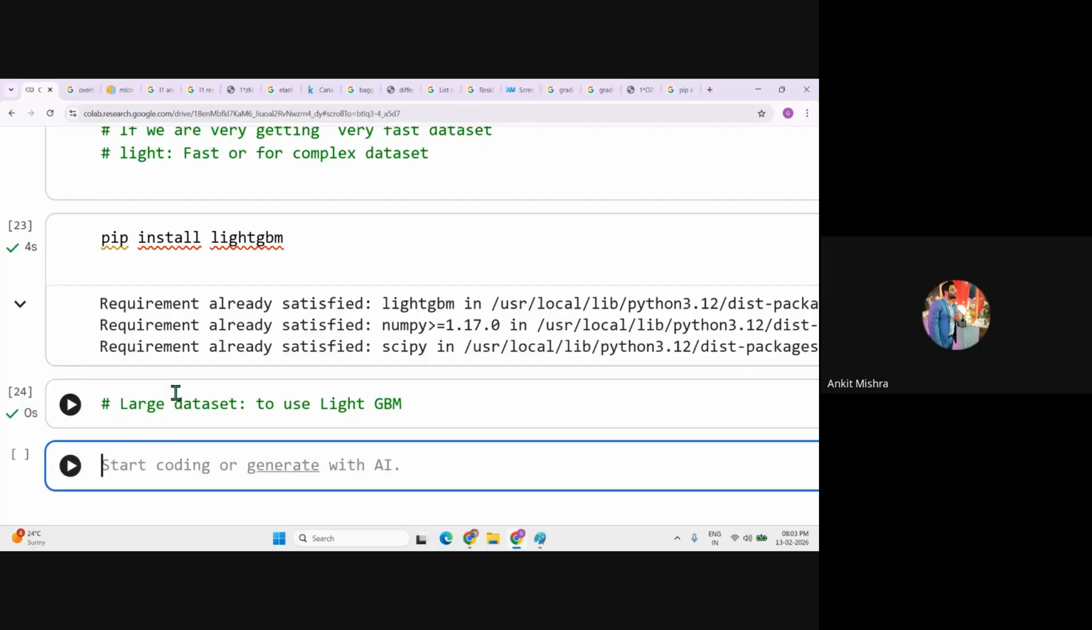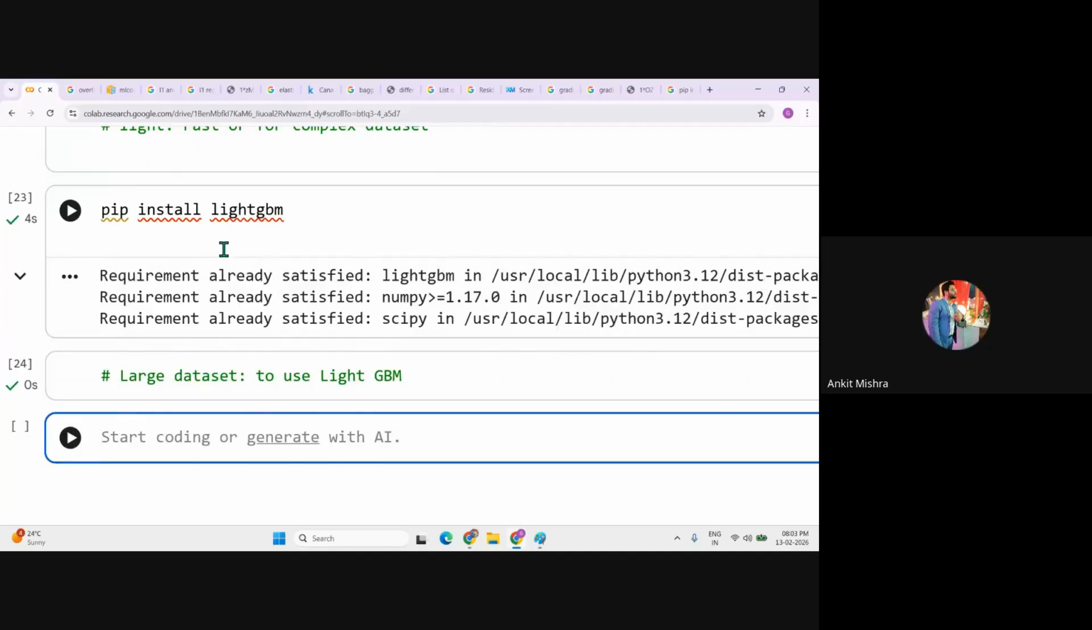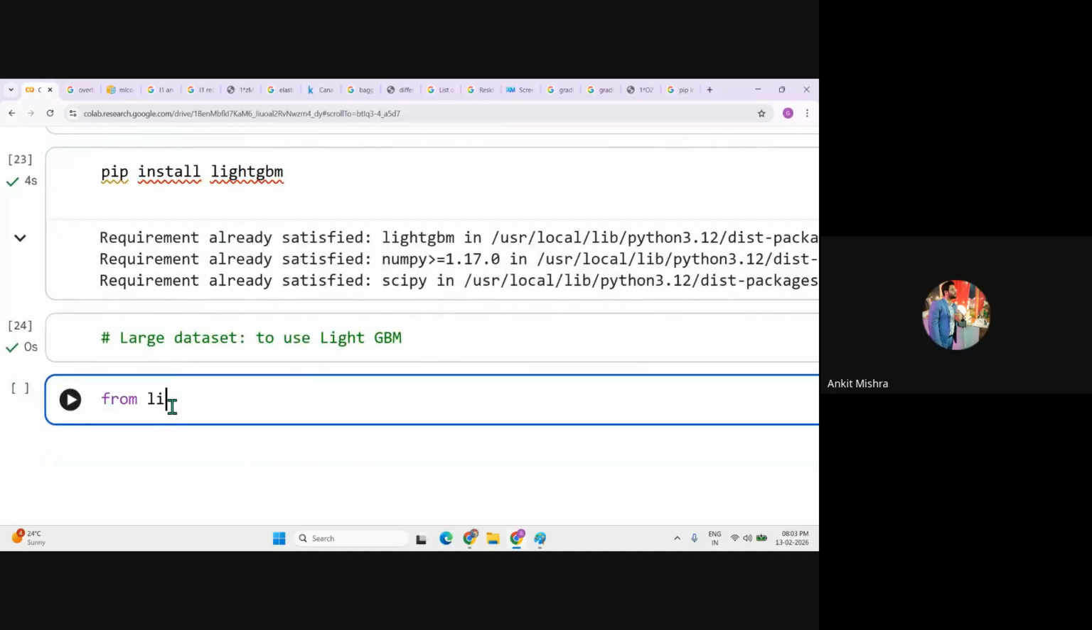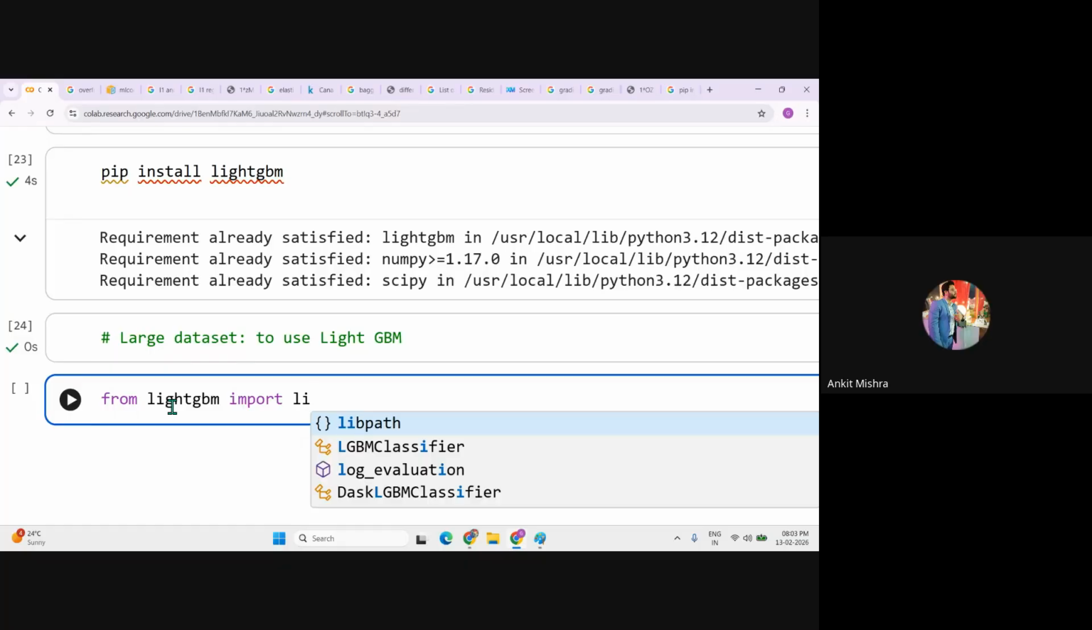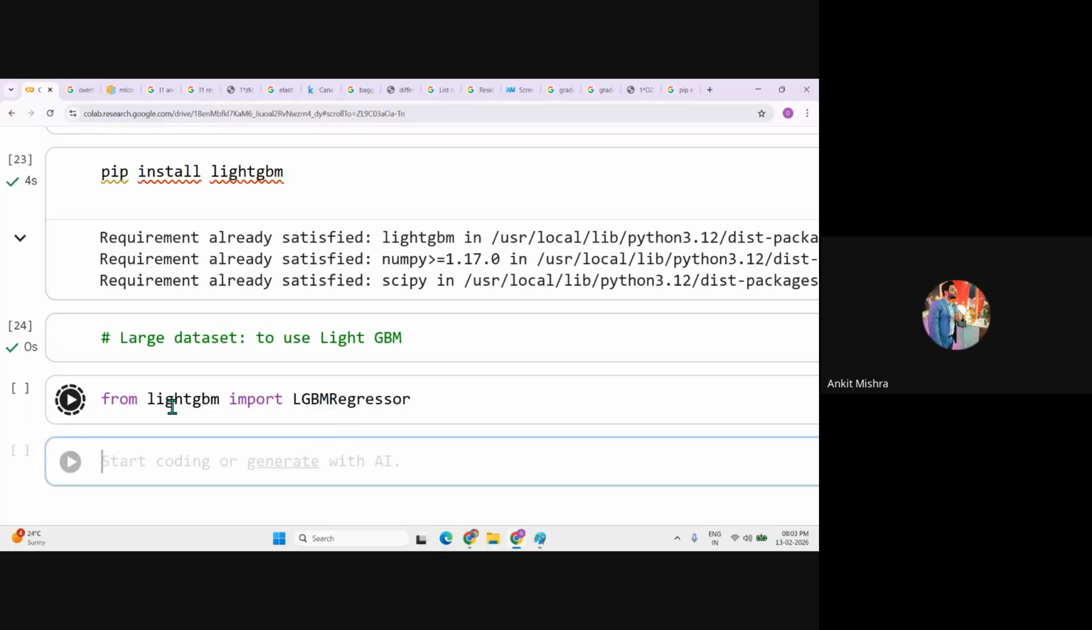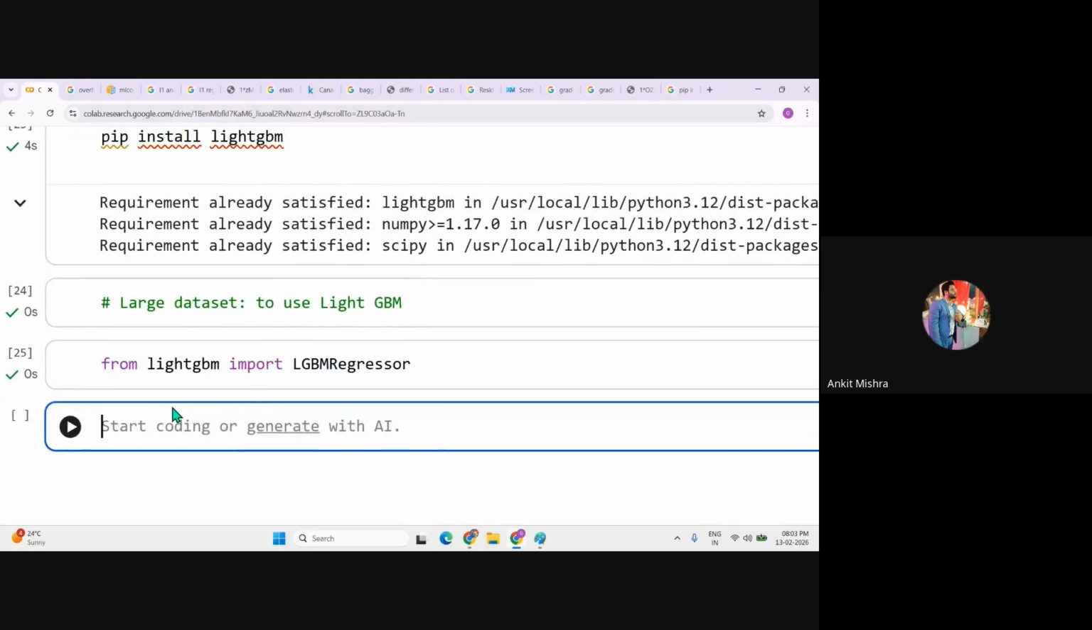Now we have installed LightGBM. How to import it from LightGBM? You can write LGBMRegressor. You will get the LGBMRegressor. In this way, you can import this.